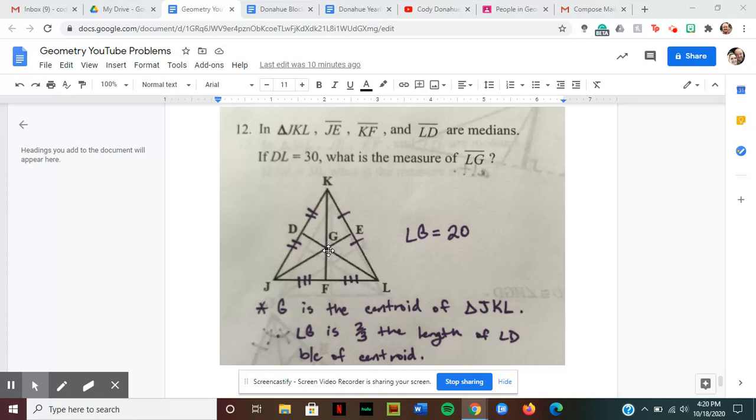So we need to take 2/3 of 30. When I multiply that into my calculator, I should get 20. So the length of this piece right here, LG, is going to be 20. And if we also want to figure out what the length of GD right here is, it would be 10. We would subtract 20 from 30 to get the length of GD.